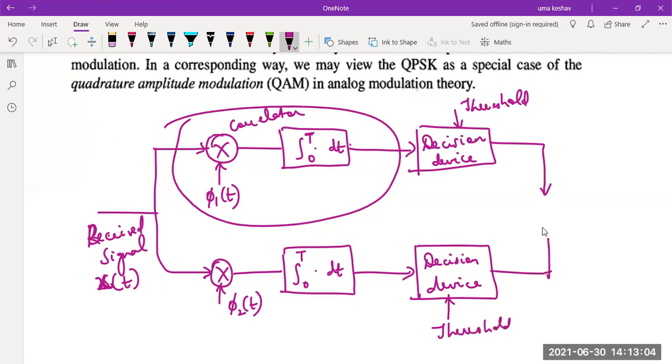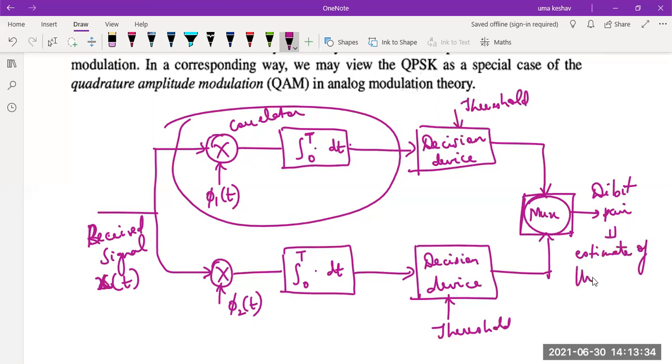And the output of these two will be fed to a final multiplexer. You can write it as a square block or any block. This multiplexer will combine the signal coming from the upper one and the lower one to give us the dibit pair, which is an estimate of the transmitted binary sequence.